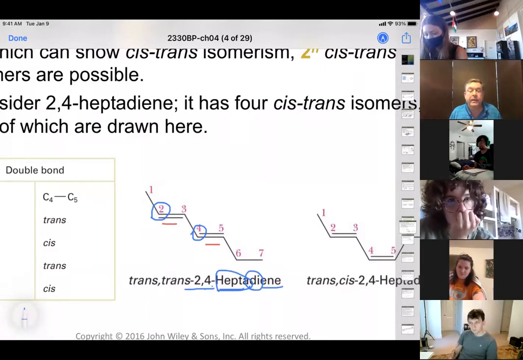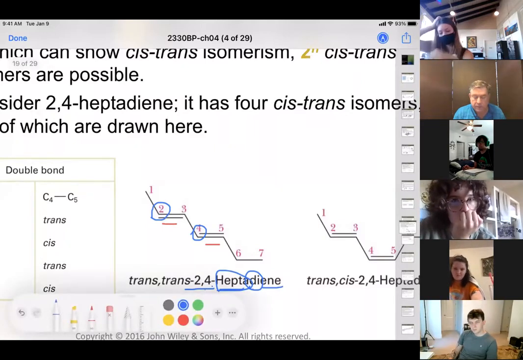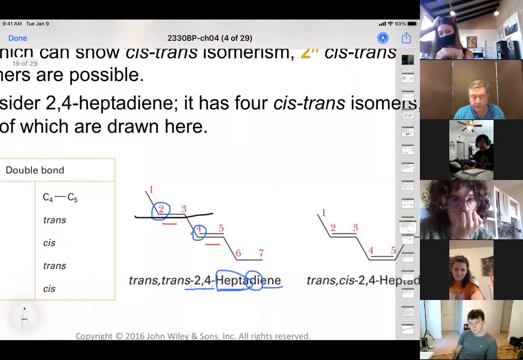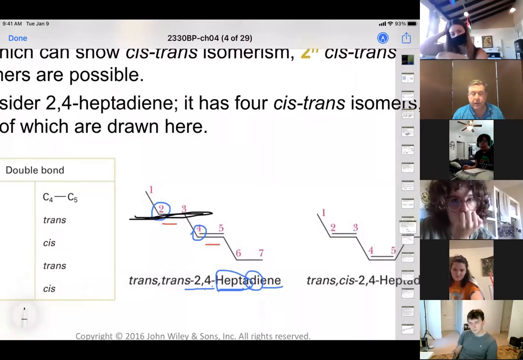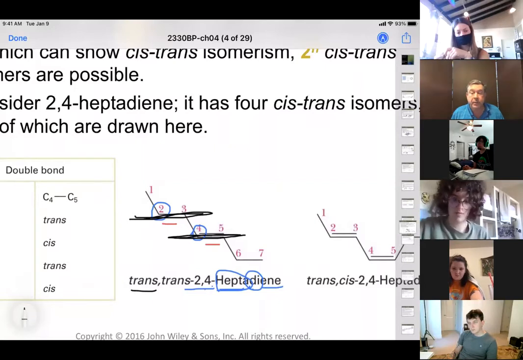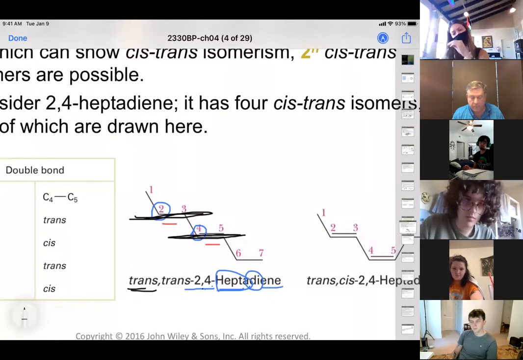So now we have to identify our cis and trans, okay? To do that, we just draw our axis here. The 2 groups are opposite each other, so the 2 is trans. And if we draw our axis on the second double bond, our 4 is also trans. So we're going to have trans, comma, trans, dash, 2, comma, 4, dash, heptadiene.